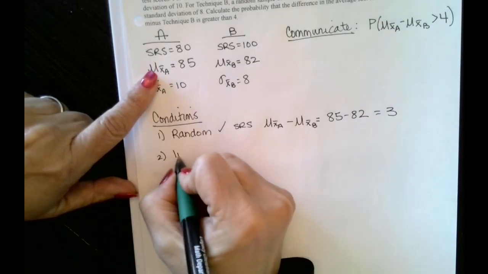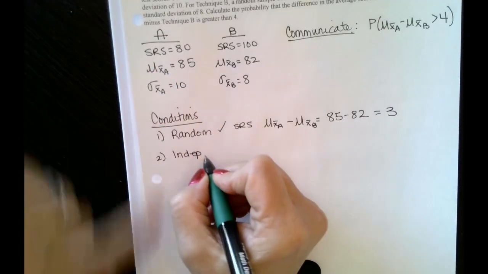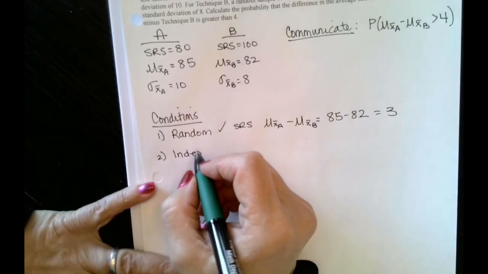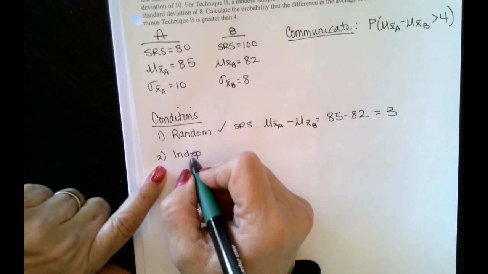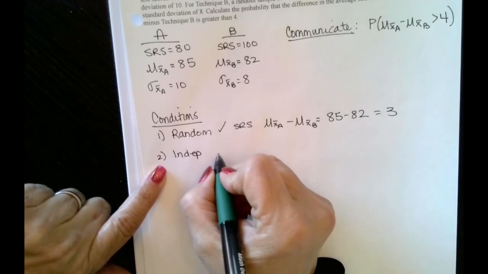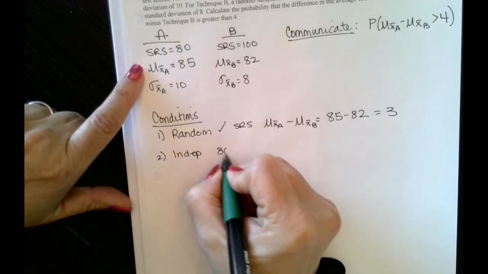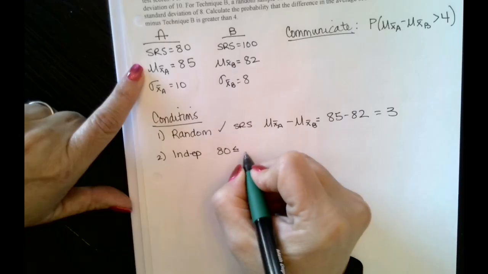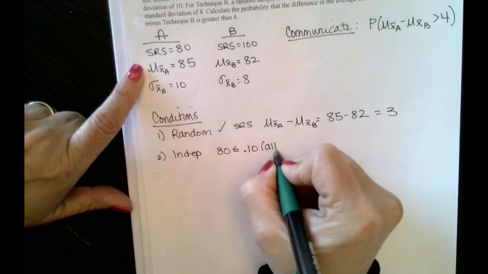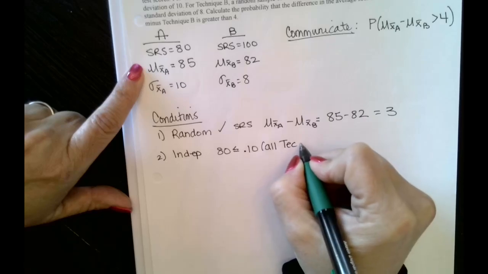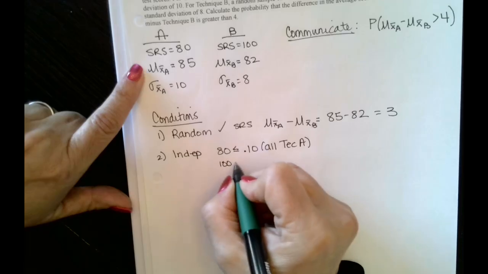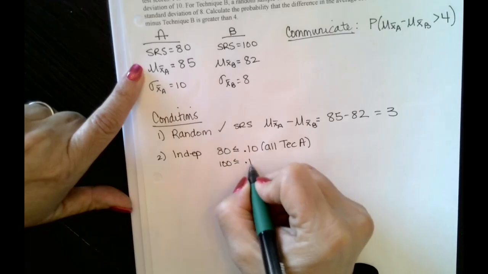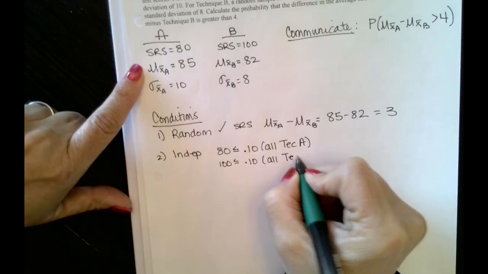Next thing I have to check is my independence. Independence is going to give me my standard deviation. So for independence, what I'm looking for on this one is my population size. So I had 80, and I would say that that is less than or equal to 10% of all technique A. And then the other one would be 100 is less than or equal to 10% of all technique B.